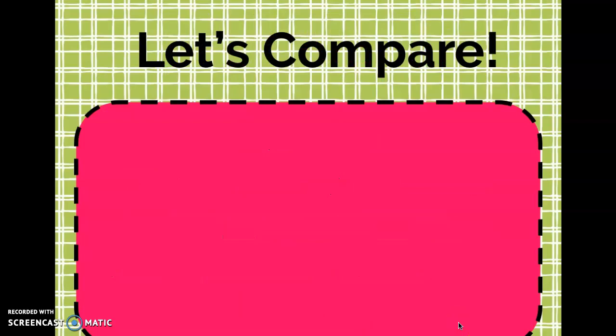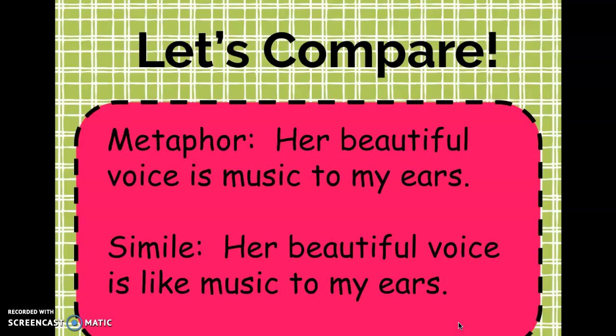So just to go over the two again and compare the differences between a simile and metaphor, here's two examples that are the same wordage, but one is a metaphor and one is a simile. So the metaphor, her beautiful voice is music to my ears. And the simile, her beautiful voice is like music to my ears. In this example, the metaphor defines her voice as music to my ears, while the simile only compares her voice to the music. We're going to look at another example, and I'll give you a second to see if you can pick out the difference.